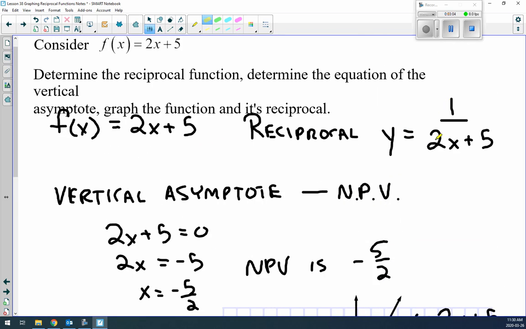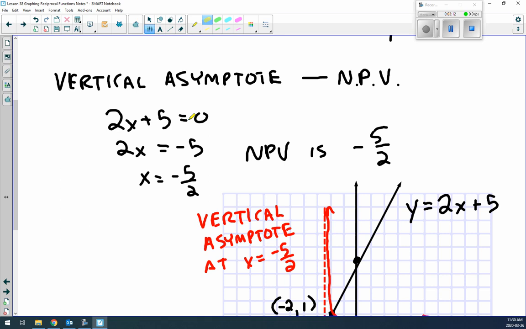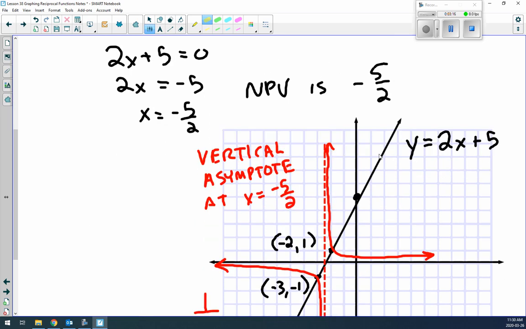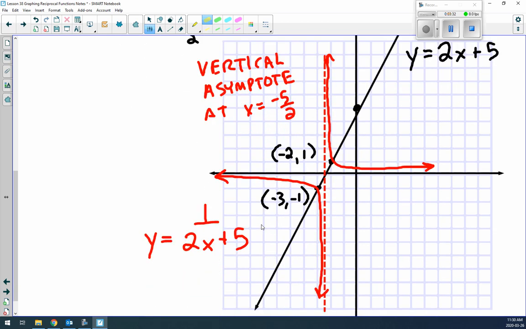So the reciprocal is 1 over 2x plus 5. For the vertical asymptote, all we do is set the denominator, the non-permissible value, equal to 0 and do the math. So we have an NPV at -5 over 2, which is -2.5. You can see there's our vertical asymptote at x equals -5 over 2. Where's our horizontal? Well, that's easy. In grade 11, it's going to be right here on the x-axis. Then we can go ahead and do some key things here.